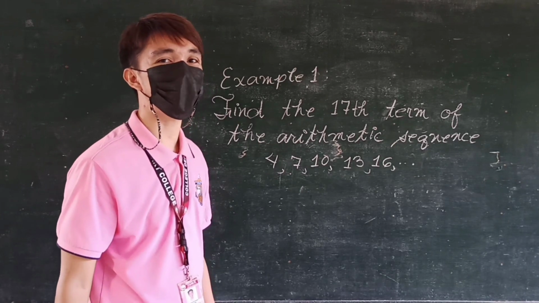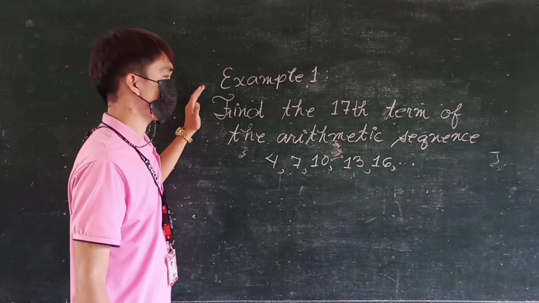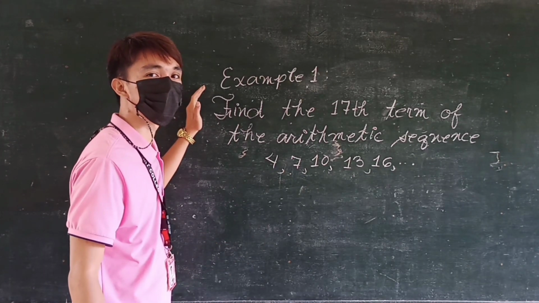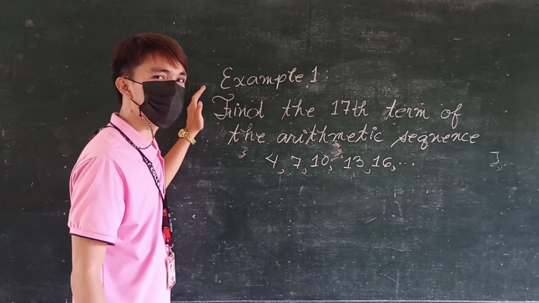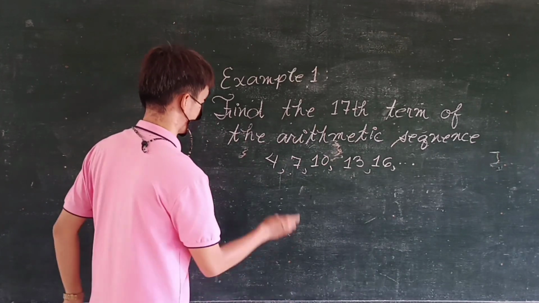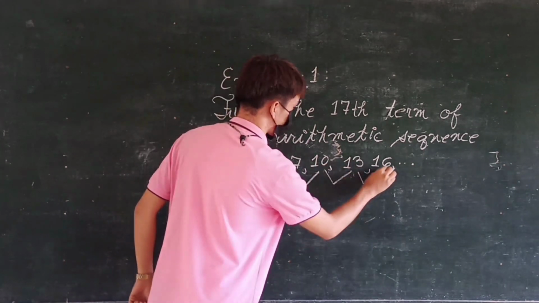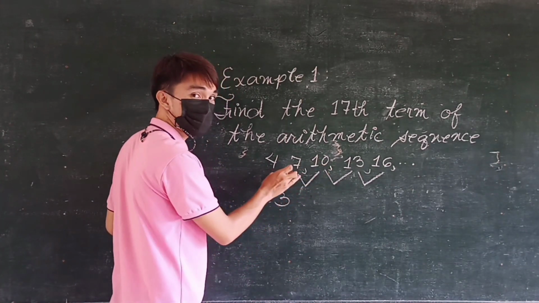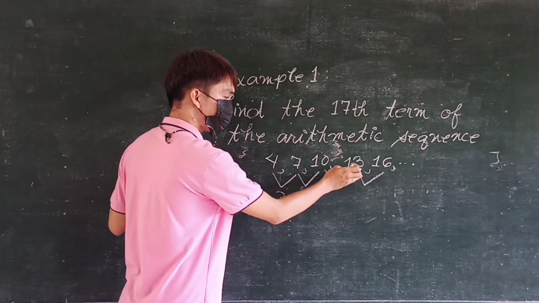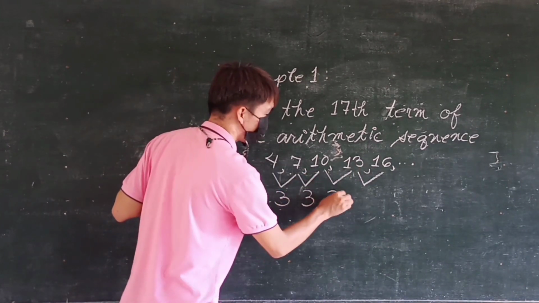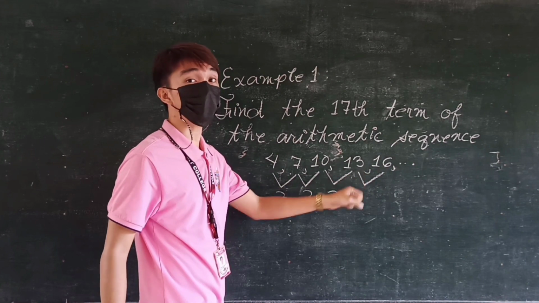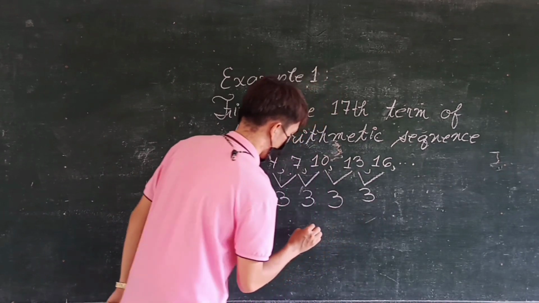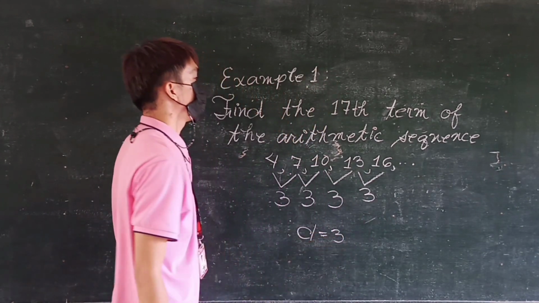Now, let's have our first example. Find the 17th term of the arithmetic sequence 4, 7, 10, 13, 16, and so on. So first things first, we are going to look for the common difference. Here, 7 minus 4 equals 3. 10 minus 7 equals 3. 13 minus 10 equals 3. 16 minus 13 equals 3. So, the common difference here is 3. d equals 3.